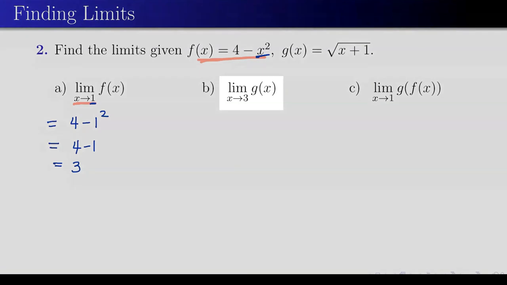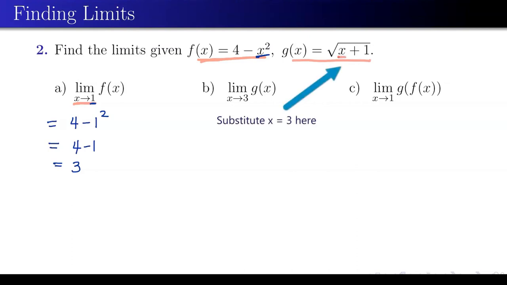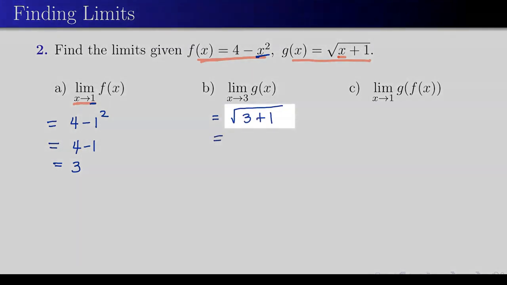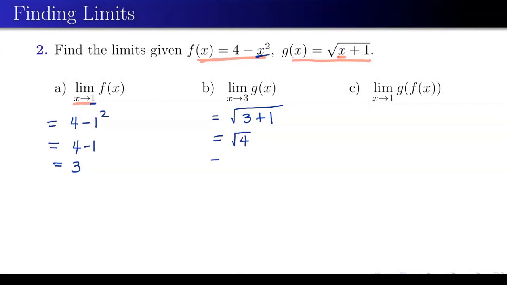Letter B, find the limit of g of x as x approaches 3. So meaning to say, you just have to get the function g of x and replace x here by 3. So that is equal to the square root of 3 plus 1. The square root of 3 plus 1, 3 plus 1 is 4, and square root of 4 is equal to 2.